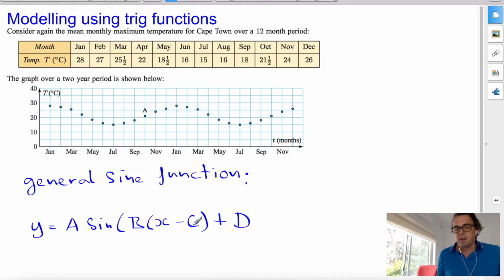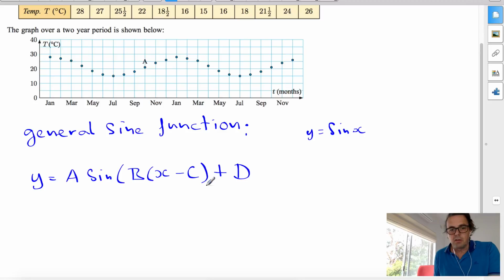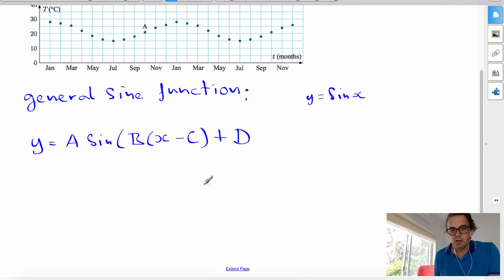So instead of just saying y equals sine x, that's the easiest sine function there is, we've now extended it and we've implemented an a, b, a c and a d. And these are the parameters that we can use to model the function with. So what do a, b, c and d do? Well, you'll learn exactly what they do in chapter 5 a bit later on, and it's going to be a bit tricky. But the easy bit we can do right here.